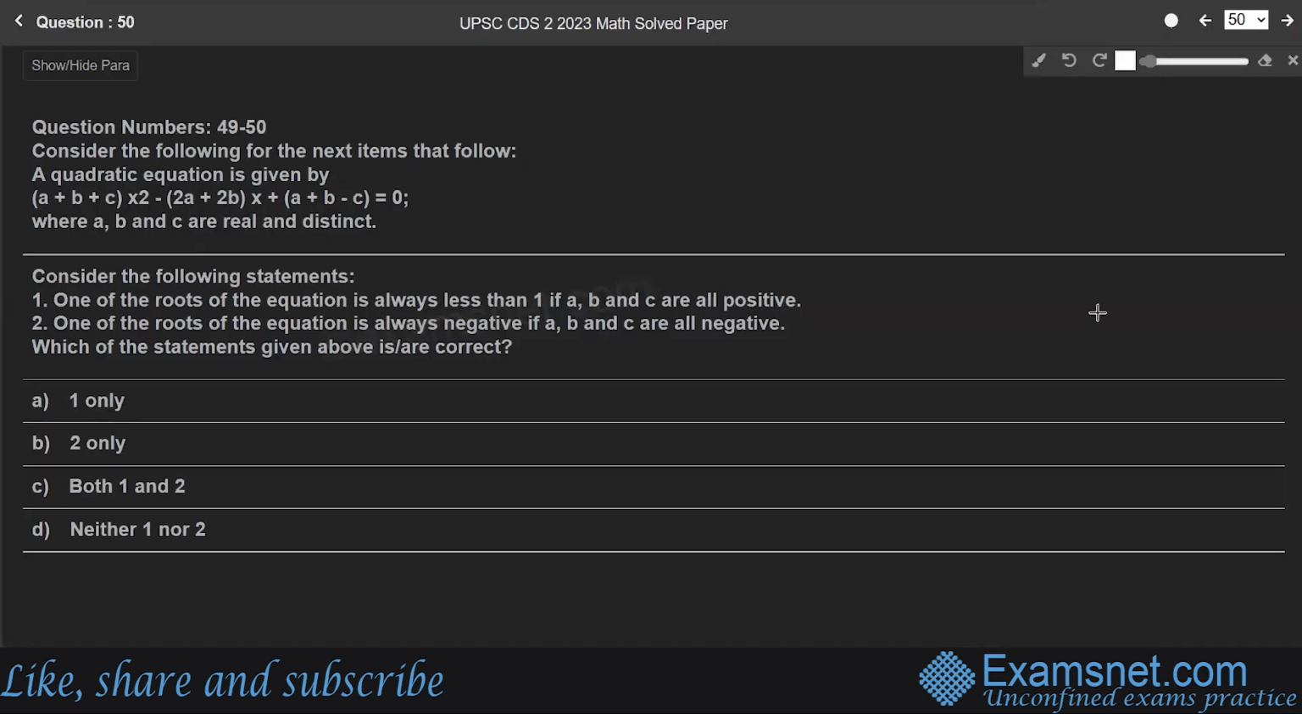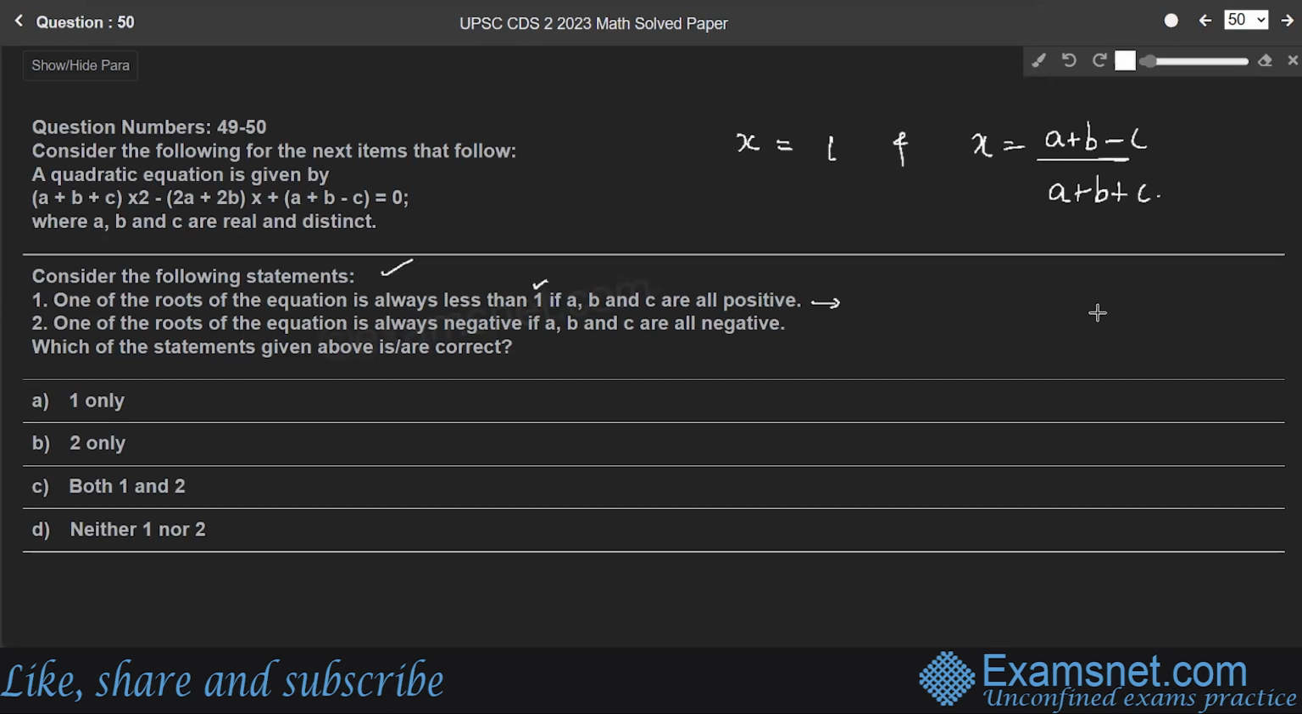Question 50. Consider the following statements. Which of the statements given above is or are correct? We'll consider the first one. One of the roots of the equation is always less than 1 if a, b and c all are positive. In the previous question we calculated the roots of the given quadratic equation: x is equal to 1 and x is equal to (a plus b minus c) by (a plus b plus c). These are the two roots of the given equation.